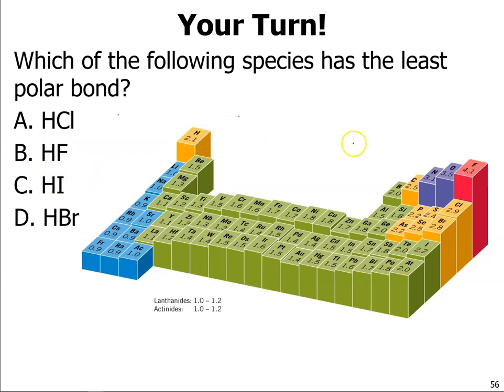HI, we have 2.1 to 2.2. So that's only 0.1 difference. And HBr, we have 2.1 to 2.8. That's about 0.7. So the smallest difference is between 2.2 and 2.1. So we'd say that if those two things are bonded to each other, that's going to be a normal covalent bond without very much polarity at all.